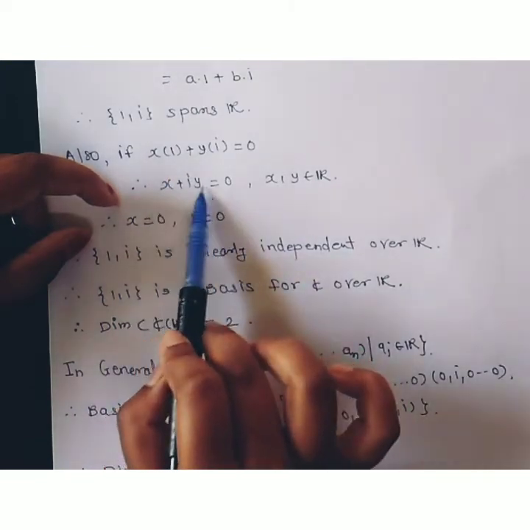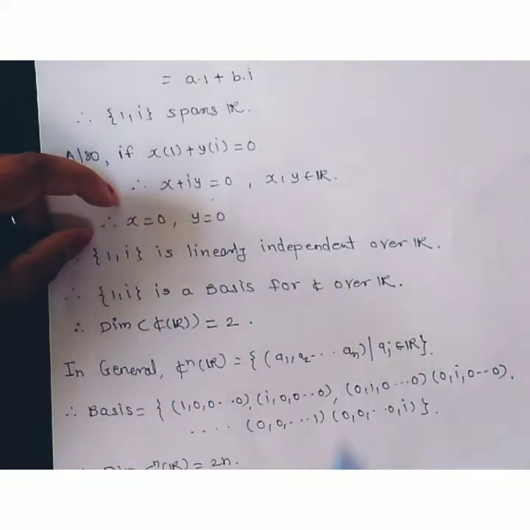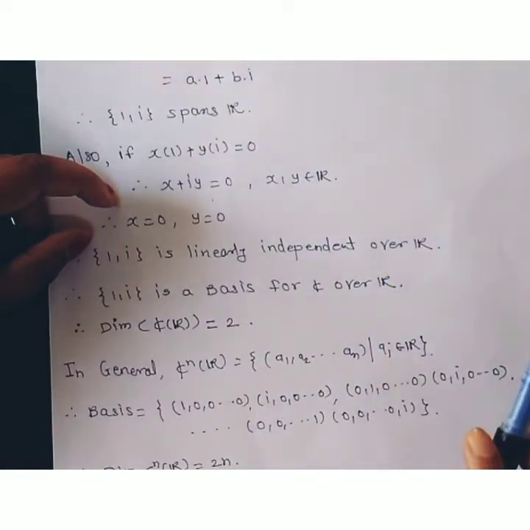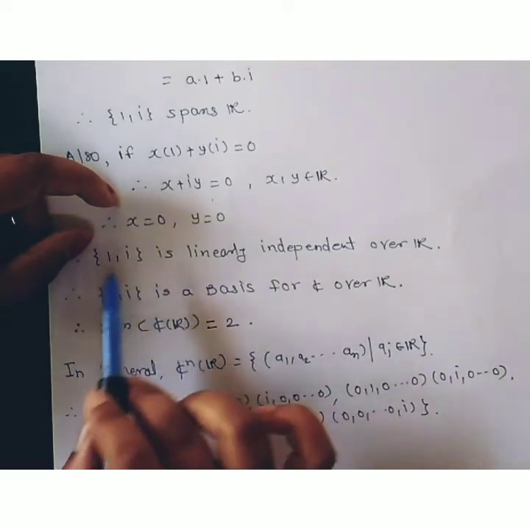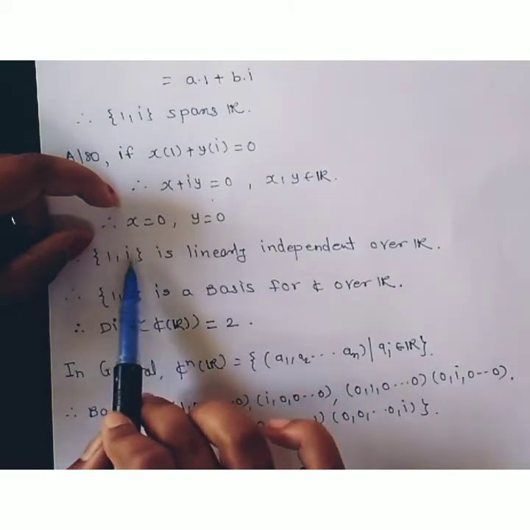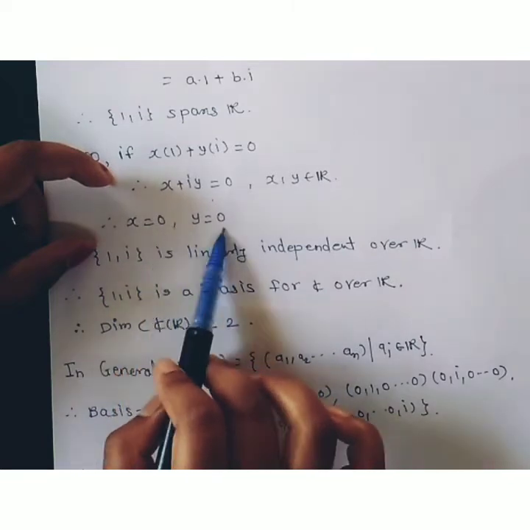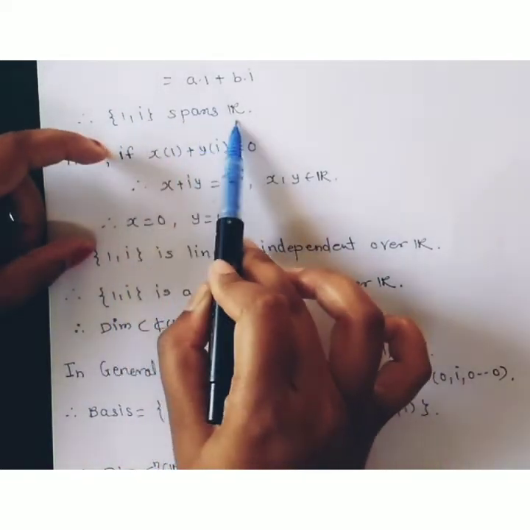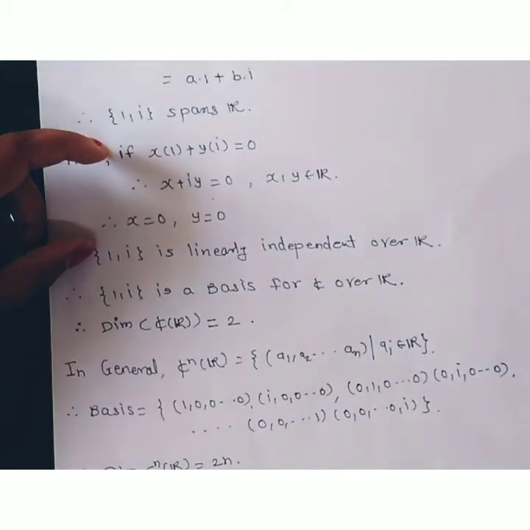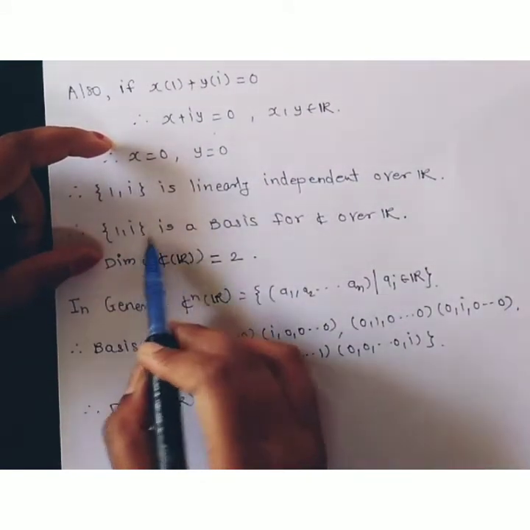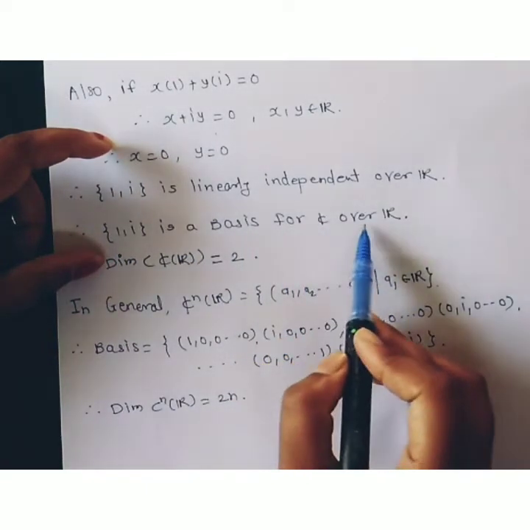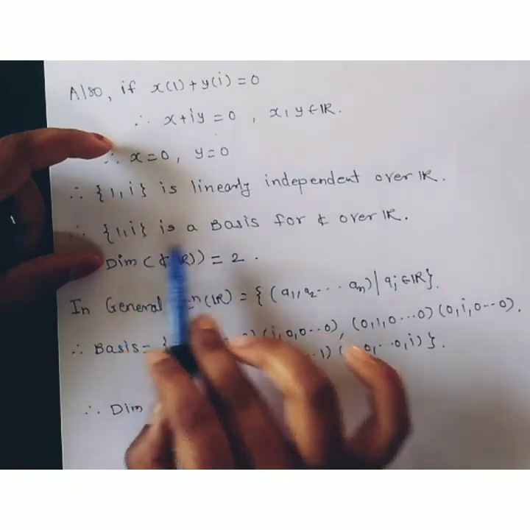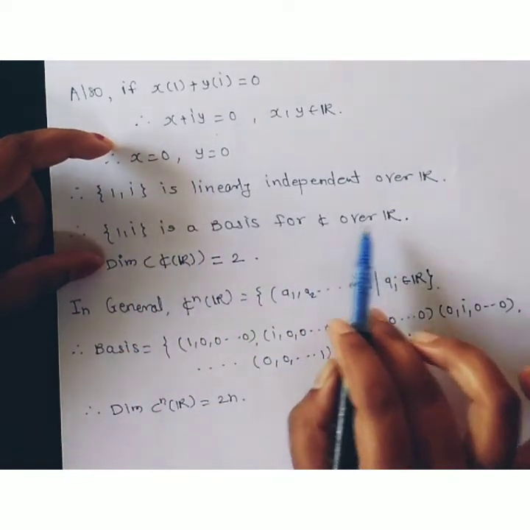Therefore, as these two scalars are 0, the given set should be a linearly independent set over R. Therefore both conditions of a basis are satisfied by this set {1, i}. First condition: the set should be linearly independent, and the scalars are 0. And second: this set must span C. This implies 1 and i can form a basis for C over R. Therefore both conditions are satisfied by this set, so this can form a basis for C over R.